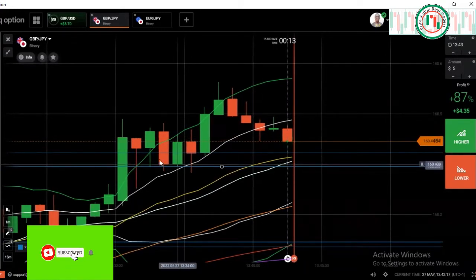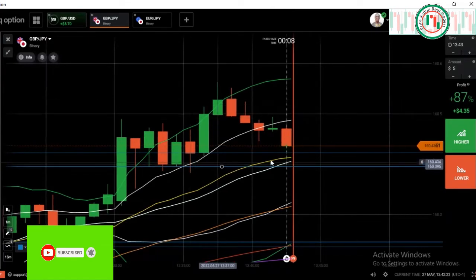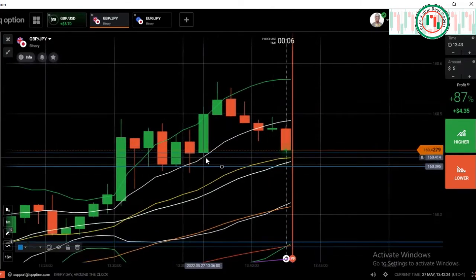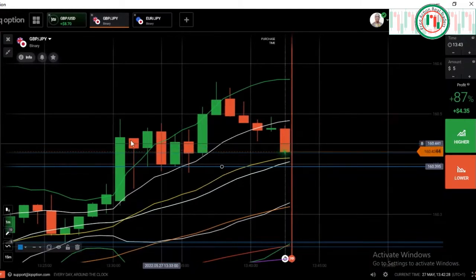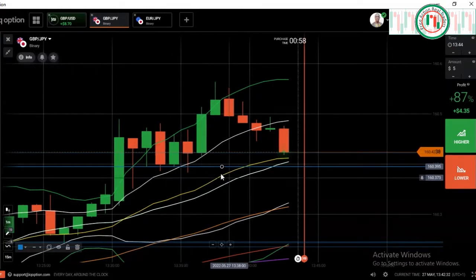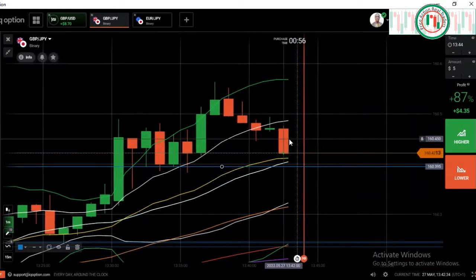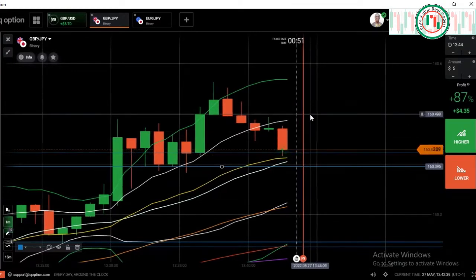If you see rejection, because here you see engulfing, or you wait for the breakout. It's better to wait for the breakout, because here you see market has multiple attempts to break this zone. So you wait for market to break the zone, then you place your trade.